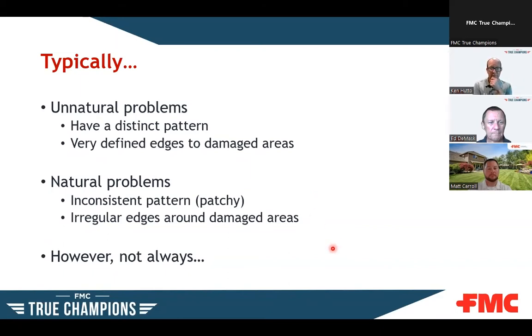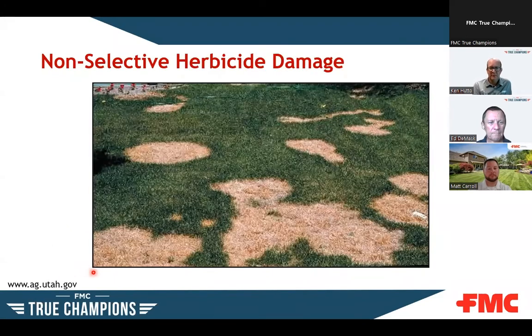So, however, they don't always occur that way all the time, do they? Because a lot of times you may have a problem where you have something like this. You have a lot of circular and irregular patterns combined in this picture, and right off the bat, without asking any questions, one may think that this is a disease.